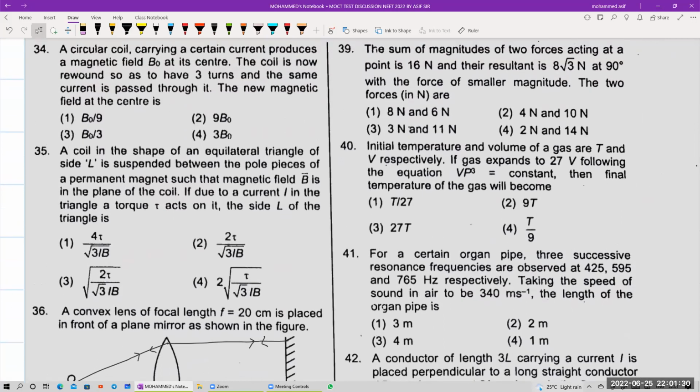Then question number 39 is vectors. Then question number 40 is your heat and thermodynamics. ये अपन try कर सकते हैं. Basically देखो बेटा अच्छा वाला question है.